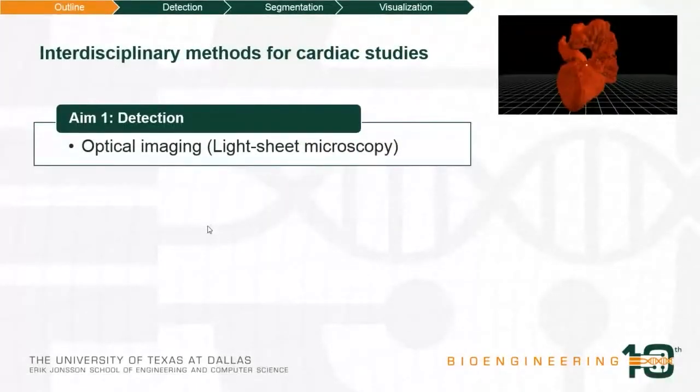To make this happen, we have three different aims in our lab. First, we need to build our own imaging system, which is a cutting-edge optical microscope. We call it the light-sheet fluorescence microscope.